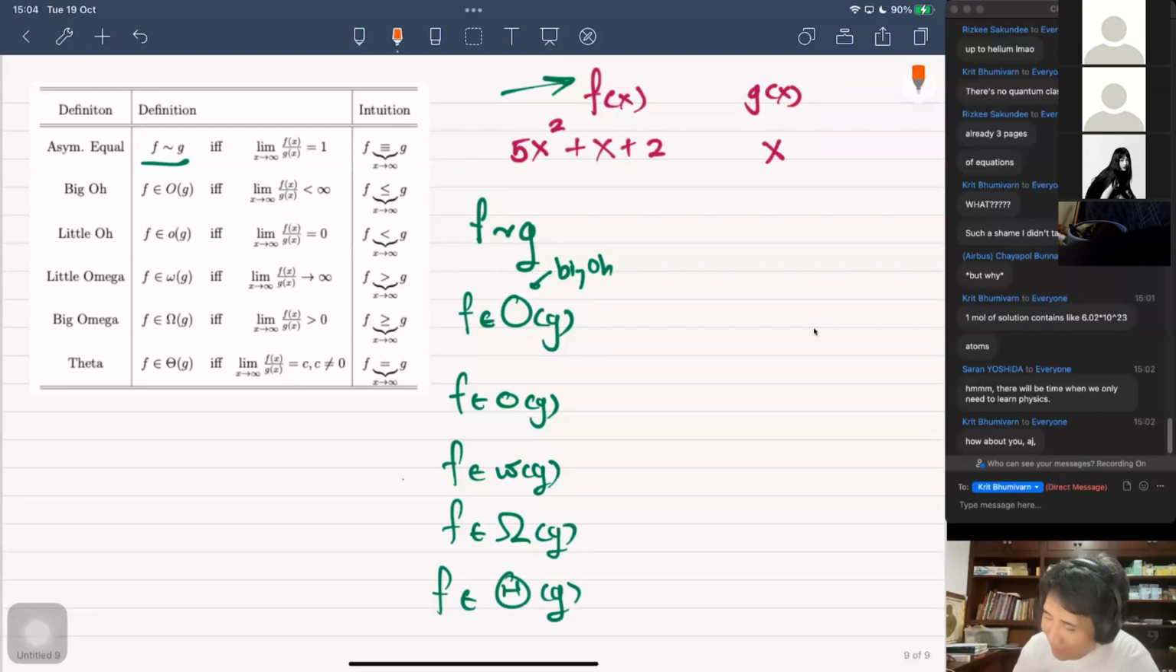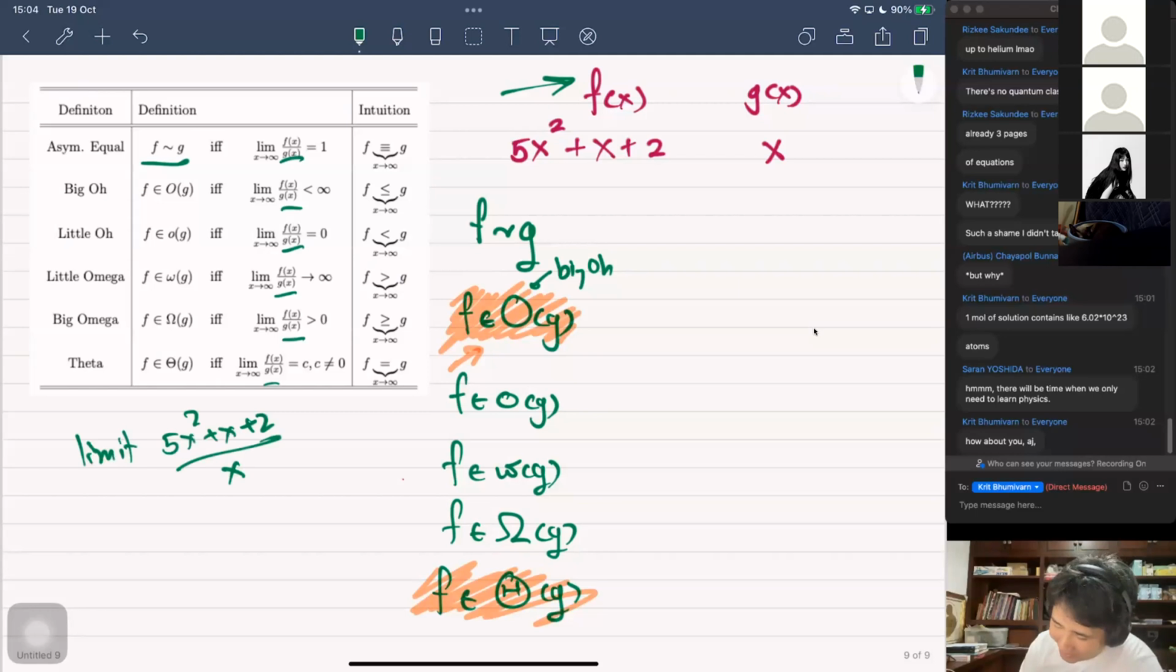Okay, the important one that you're going to see in the algorithms class as well is this guy and that guy. Mostly this guy, like 99.9999% of the time it is that guy, the big O. To check that, it's very easy. Everything just asks you to check the same thing, right? The limit of f over g. So the limit of 5x squared plus x plus 2 over x. This is just the limit of 5x squared over x, which is infinity. I hope everyone knows how to do the limit, right?